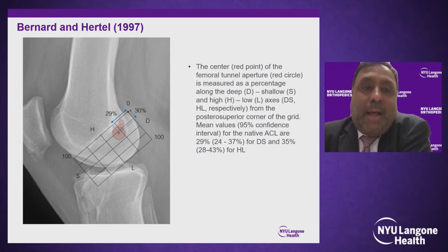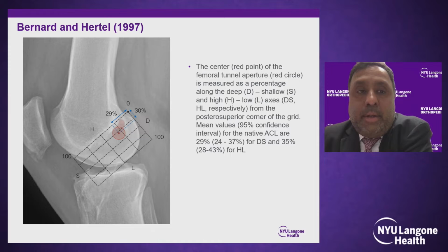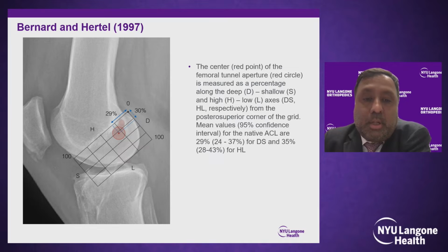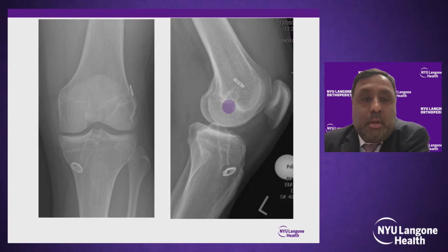So when we're critically evaluating our femoral tunnel placement, it's good to utilize a grid that was first described by Bernard and Hertel in 1997. This grid has the axes of both deep and shallow, high and low on the y-axis, deep and shallow on the x-axis. And you can see the parameters to the right, approximately 30% shallow and 30% low is where the anatomic tunnel placement should be, which is illustrated in red.